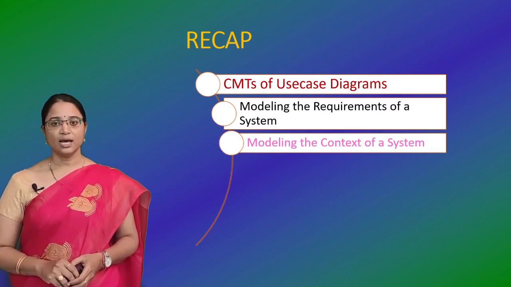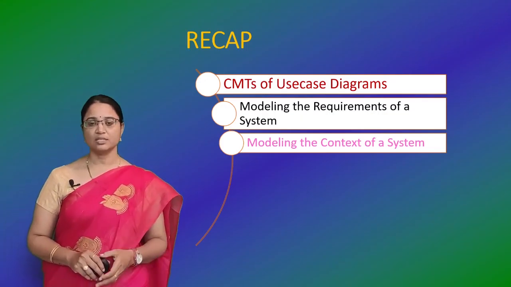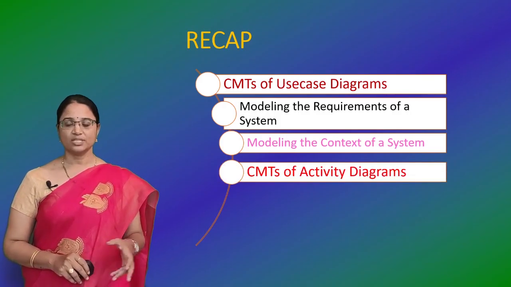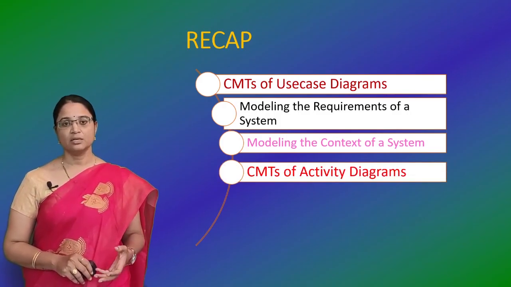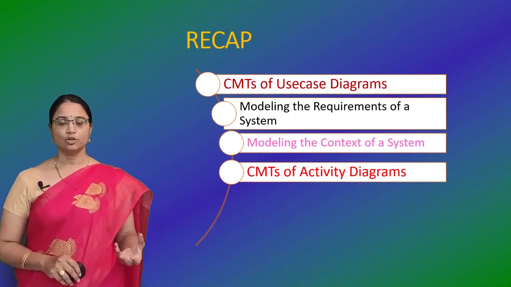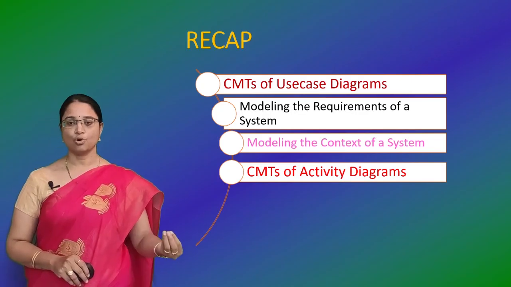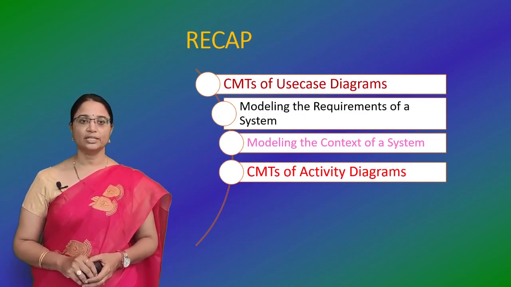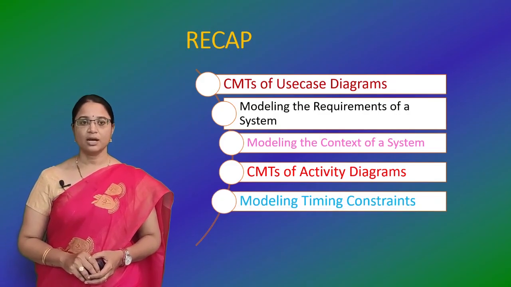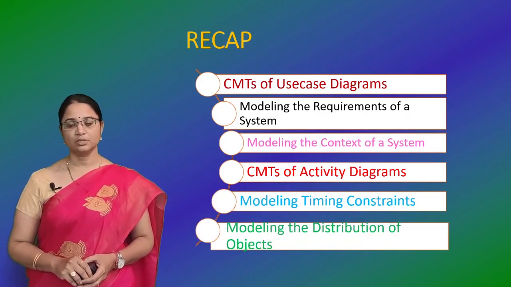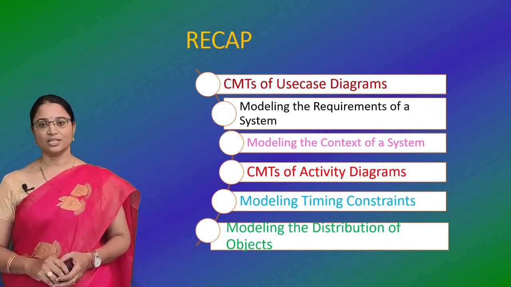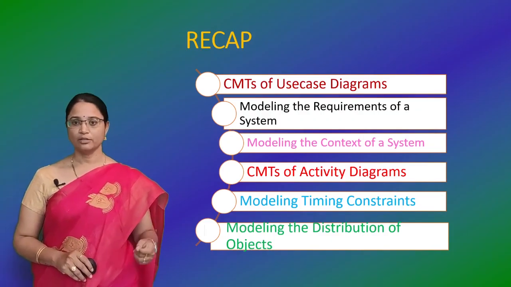And coming to the last interaction diagram which we have discussed in this basic behavioral modeling is activity diagram. So here we have seen about what is an activity, what are the activity states, and we have seen about the swim lanes, and these are the different topics which are new to us. We have discussed all these things. And coming to the common modeling techniques of activity diagrams, we have discussed about how to model the time constraint and how to model the distribution of objects. That's what we have seen in this basic behavioral modeling. And this is a quick recap regarding Unit 4.